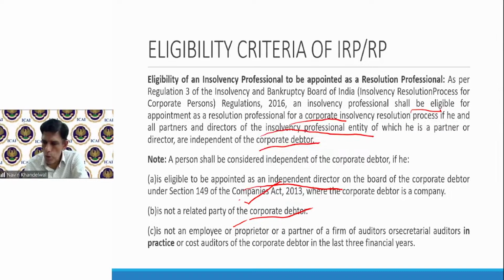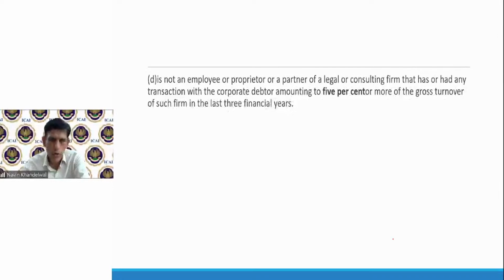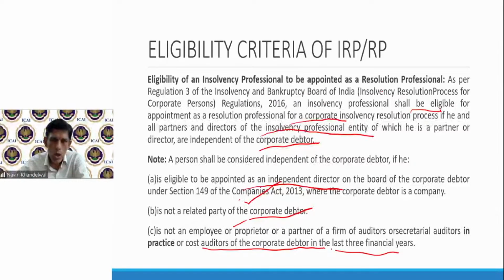And is not an employee or proprietor or a partner of the firm of auditors or secretarial auditors in practice or cost auditors for the corporate debtor in the last 3 financial years. That means if you have been the auditor of the company for the last 3 years, as employee, proprietor, or partner of the firm, you're not allowed. Or if you have been an employee, proprietor, or partner of a legal or consulting firm that has had any transaction with the CD for an amount of 5% or more of the gross turnover of such firm in the last 3 financial years, then you are not eligible. So this is an exam slide again, which talks about regulation 3.